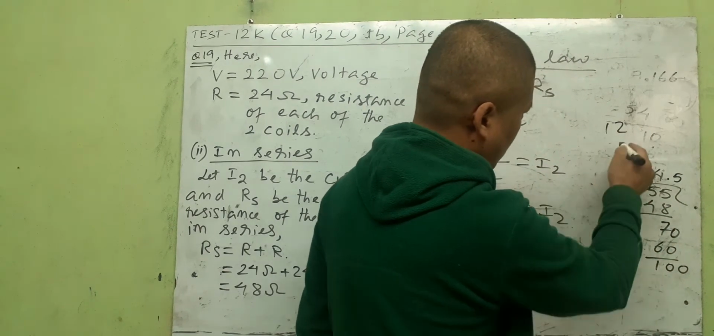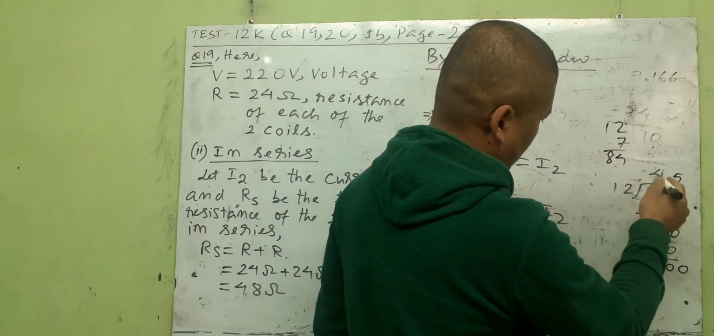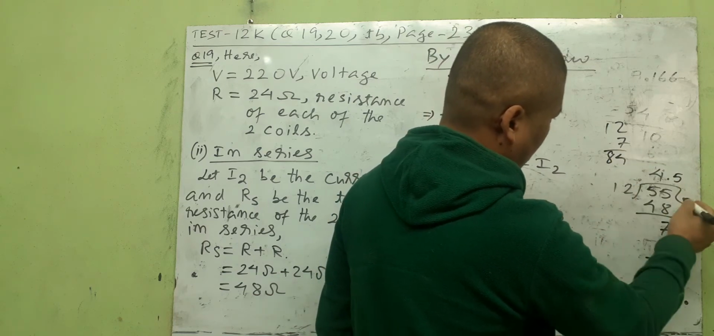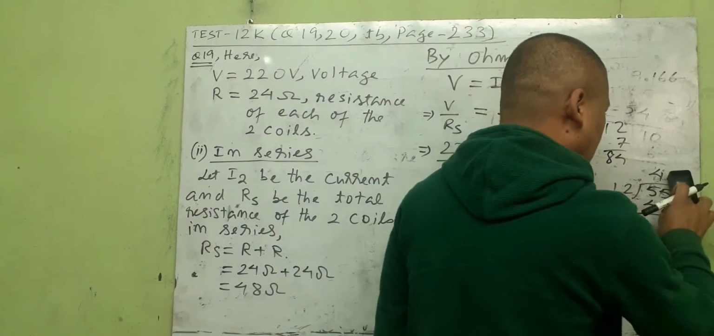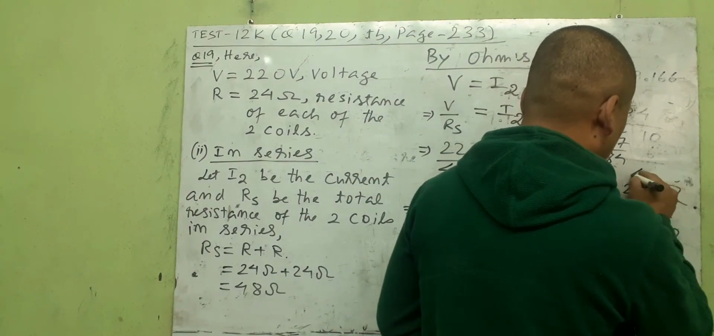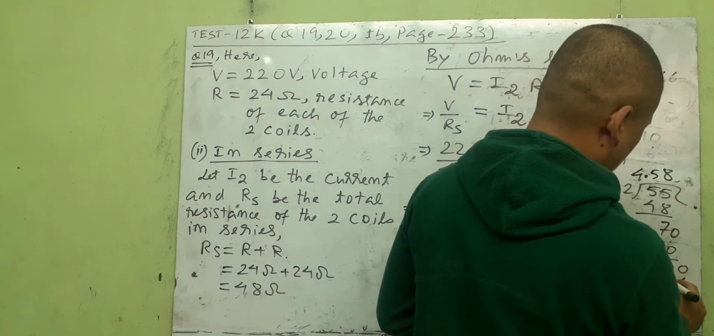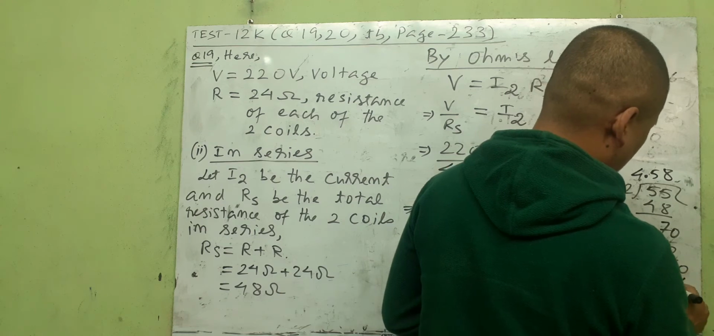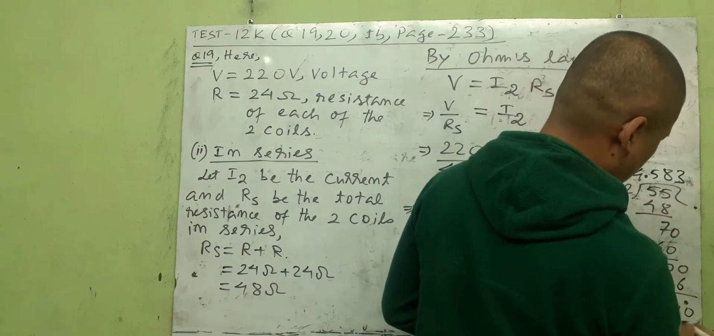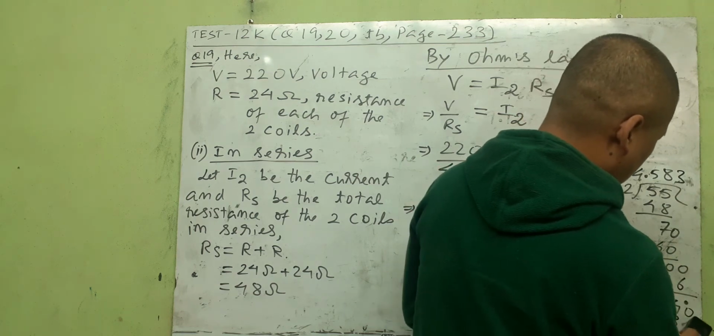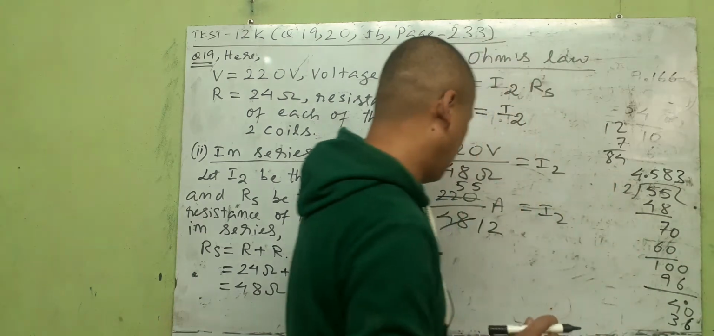12. 84, 94. 8 is going in. 4.58. Let's write it this way. 4.5. 8 2s are 16. 8 1s are 8. 9. So 4 remainder. 0. 12 3s are 36. Like that we can go up to the third place of decimal. So since we have reached third place, you can stop there.